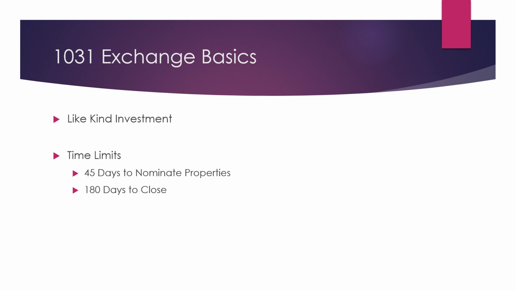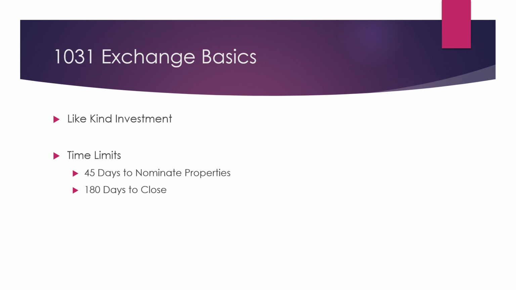There are some significant time limits. There are no exceptions. Drill in and understand what these are via more research. First thing is you get 45 days, since the close of the sale of the first property, to nominate properties. Now you can nominate multiple.